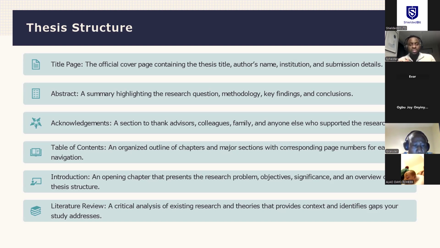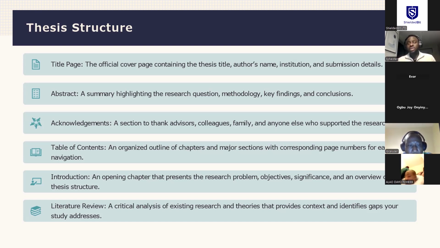The design of it is not the big deal. The big deal there is just to have the details, the author's name, the institution, and what you did. After the title page, there's the abstract. We'll come to all of them one after the other, but let me quickly tell you what they contain. The abstract is where you summarize the research question, the methodology, the findings and conclusions.